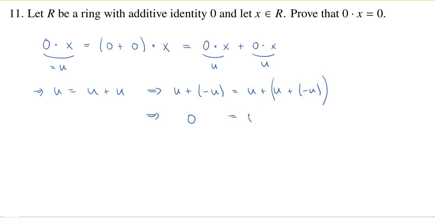Equals, okay, we have u plus, well again, we have u plus its additive inverse, which is a 0. But again, one of our ring axioms, anything you add to 0 will get back itself, so u plus 0 is equal to u. And so we conclude that u is equal to 0. Well, what was u? Right, u was our 0 times x. So we conclude 0 times x is equal to 0.